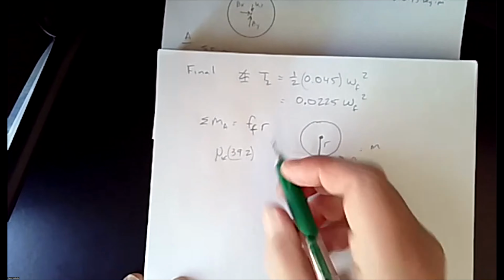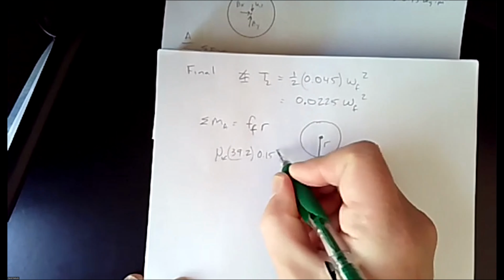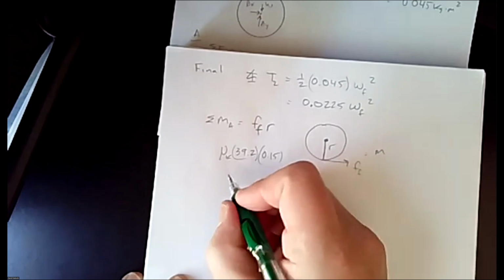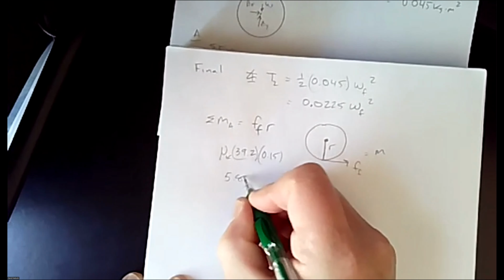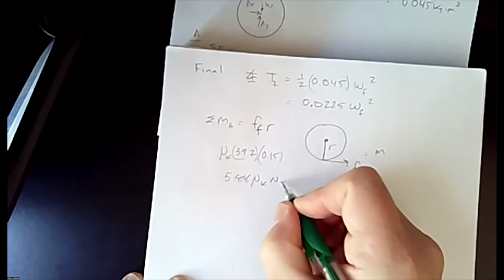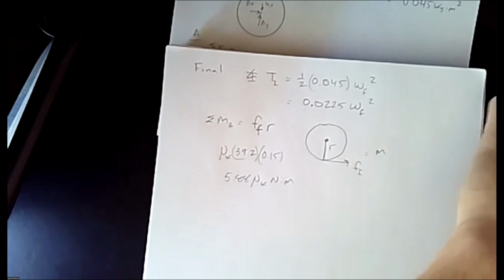Friction force times radius. All right, so mu k times 39.2. All right, and then if I multiply that by the radius of 0.15, then what I end up with is 5.88 mu k in Newton meters. All right.